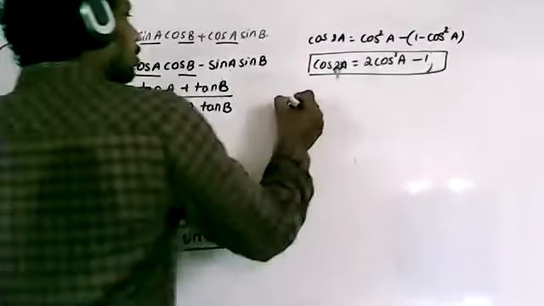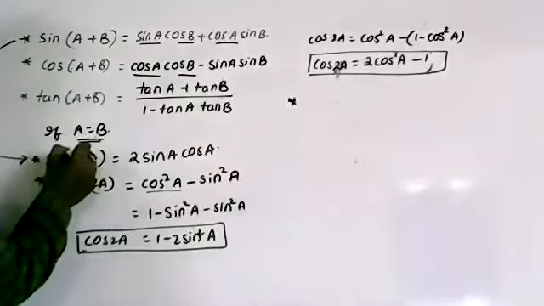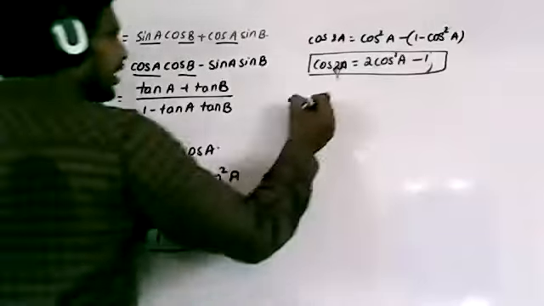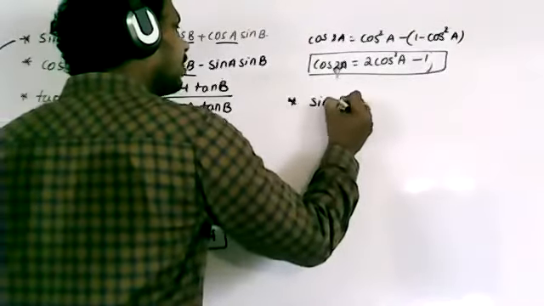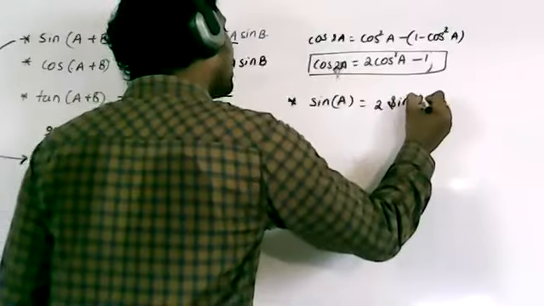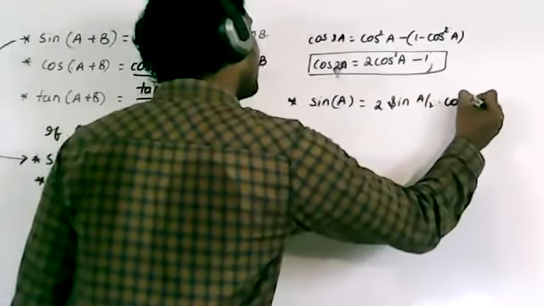Yeah, fine. Now listen, for example, if I take this value as A by 2, or else if I take this value as sin A, for sin A this value is 2 sin A by 2 cos A by 2.